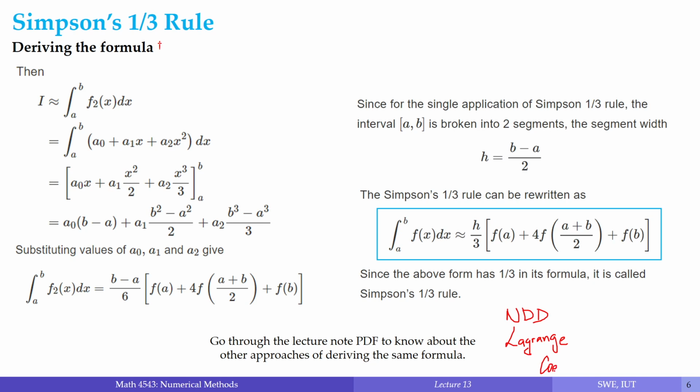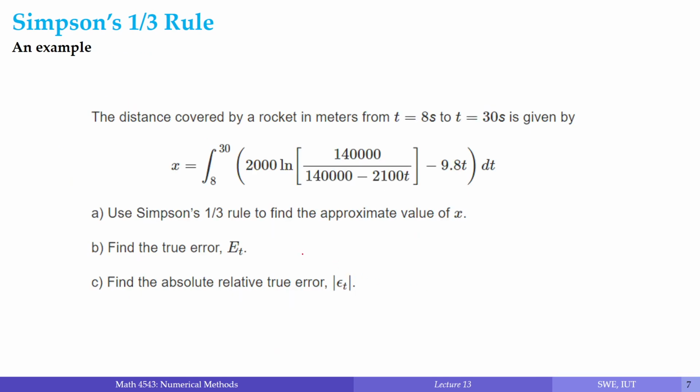We learned about the coefficient method of derivation in our trapezoidal rule, and we can do the same thing for Simpson's 1 by 3 rule as well. If you're interested, you can go through these other three methods of deriving the actual Simpson's 1 by 3 formula. But other than that, it's not important for your exam. Just try to remember the actual formula itself that has been bounded by this blue box over here. Okay, fine. So let's try to solve an example.